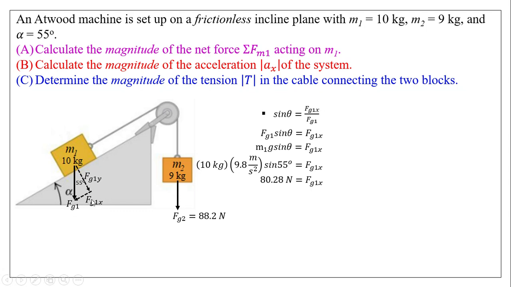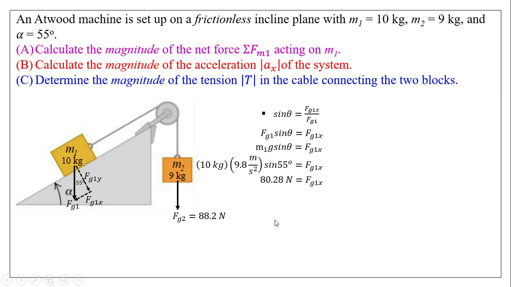Because if you stretch the system up to a horizontal surface, F of g1x points to the left, Fg2 points to the right. So therefore, F of g2, which is 88.2, F of g1x we just calculated is 80.28, which is less than 88.2. So therefore, the system is going to favor the rightward motion. So watch where my cursor is. 88.2 is larger than Fg1x. Therefore, the system is going to move to the right, aka m1 is going to move up the ramp, and then m2 is going to fall down.